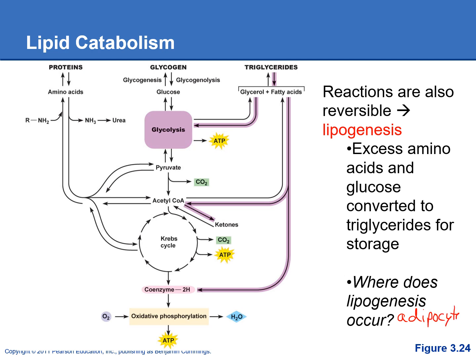Where lipogenesis occurs in the body, that will occur in the fat cells, so the adipocytes, and then also the liver. And as you've noticed, the liver is involved in a lot of nutrient processing. So if you're ever in doubt about metabolism, liver is a pretty good guess for a lot of things.